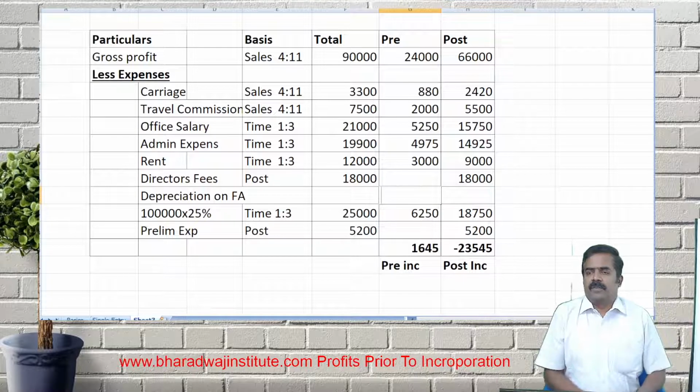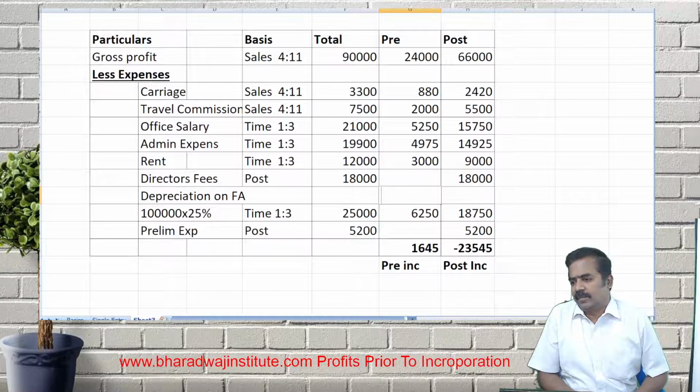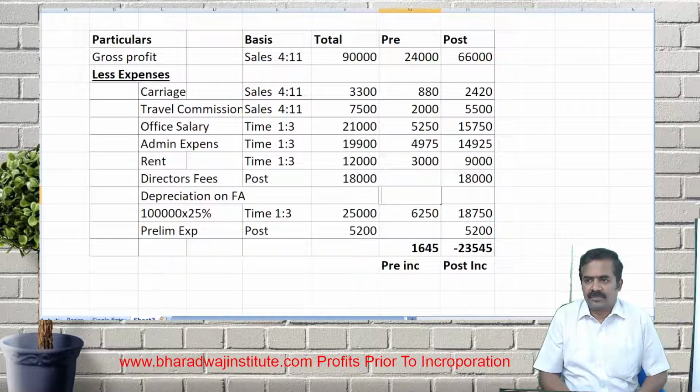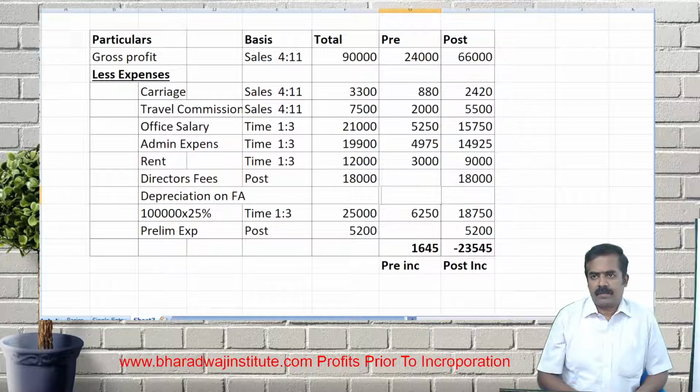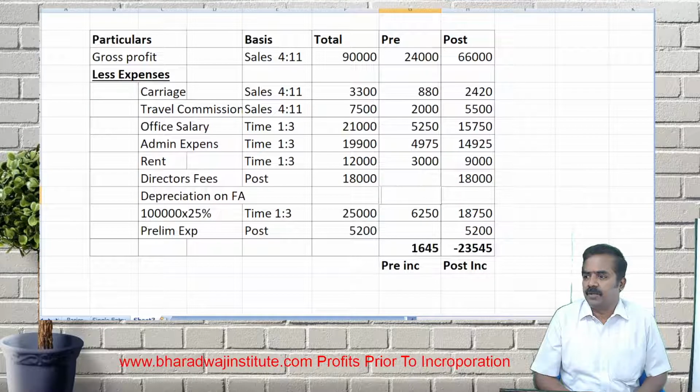Wait, let us try the next question. Question number 6 will be double the amounts of question number 2 or 3. Question number 6 is already the same question model. They would have given double the amount.